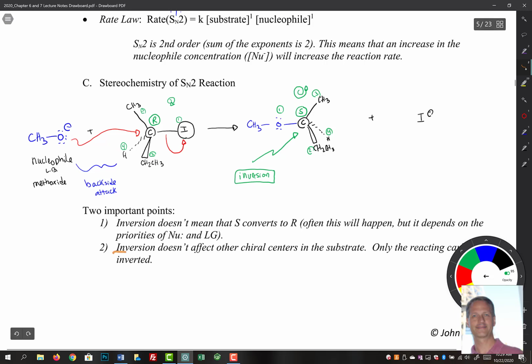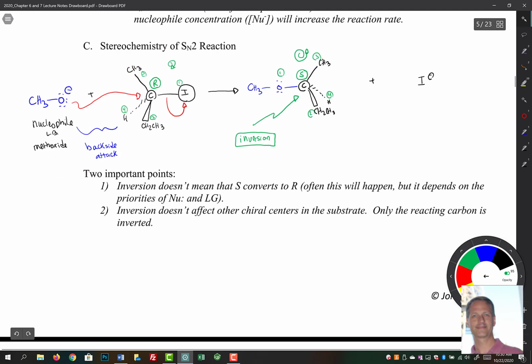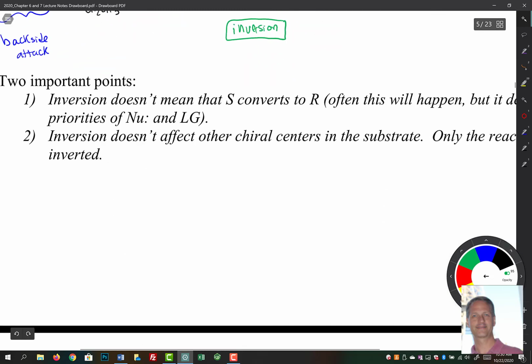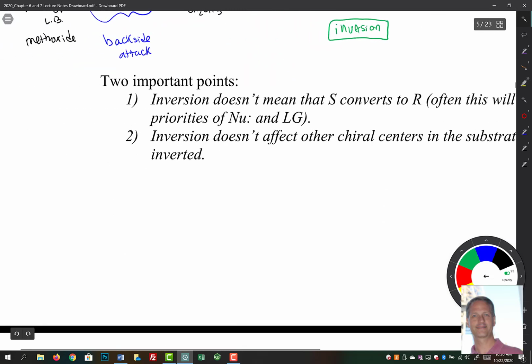And the second thing is that inversion does not affect other chiral centers in the substrate. It only affects the carbon that has chirality in it. So only the reacting carbon would be inverted. If you have a really long molecule and at carbon number 2, the reaction is taking place, at carbon number 16, nothing is happening. So let's look at 2 examples here down below and see if we can put this together before we move on.